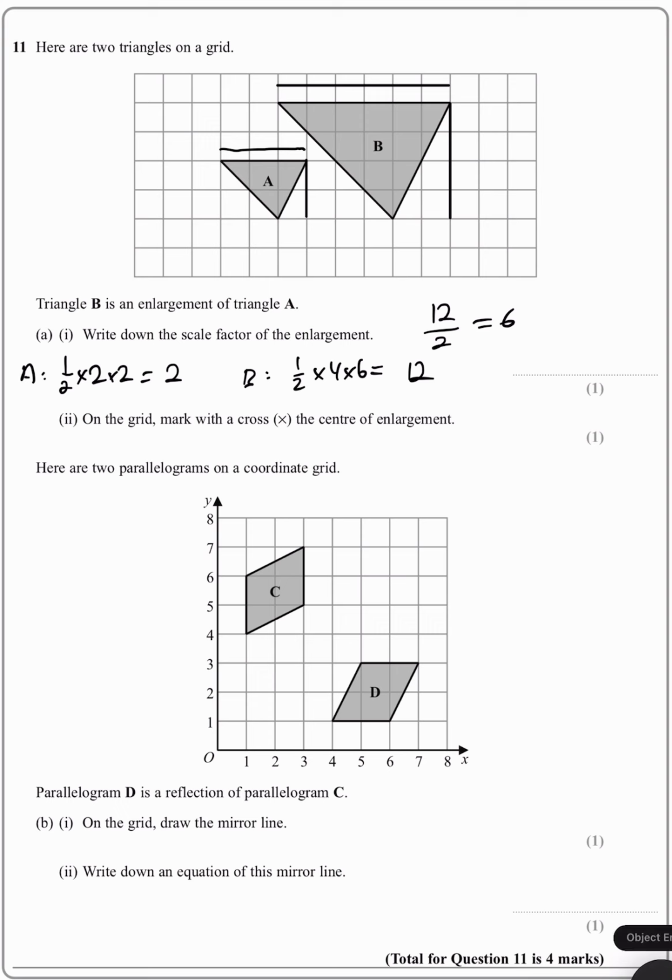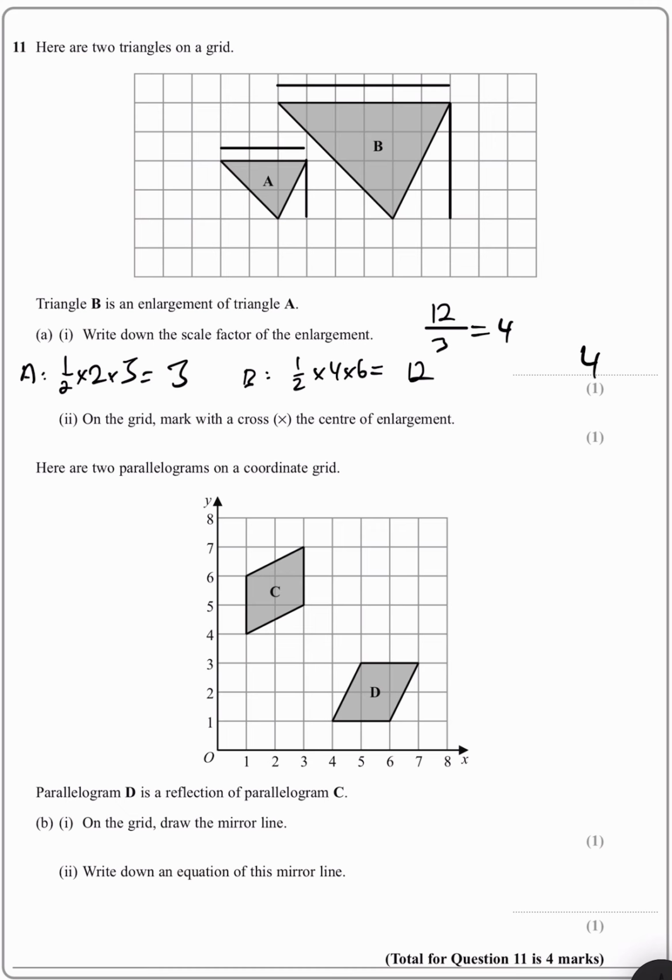Oh wait, actually, now that I noticed, A is actually 3 wide. My bad. 3. So we all make mistakes here. So it's actually 3. And so B is actually 4 times as large as A. Okay? And all scale factor means is to what multiple has it enlarged. And we know that it's 4, so the answer is 4.